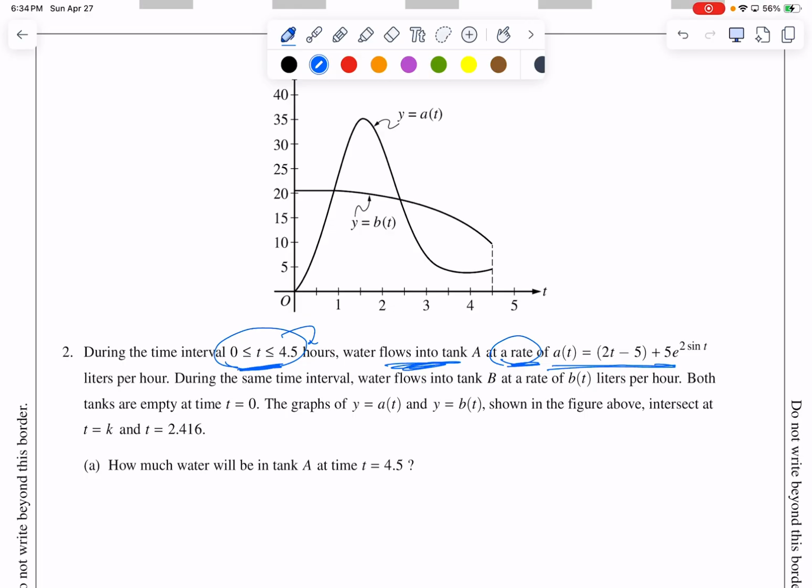That's not our calculator. Put that down, please.